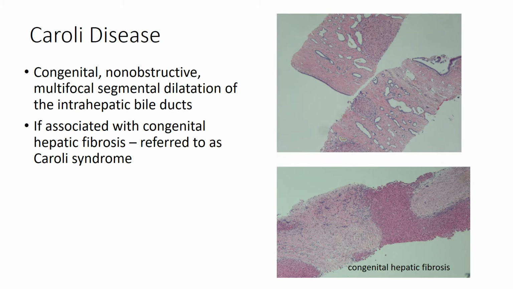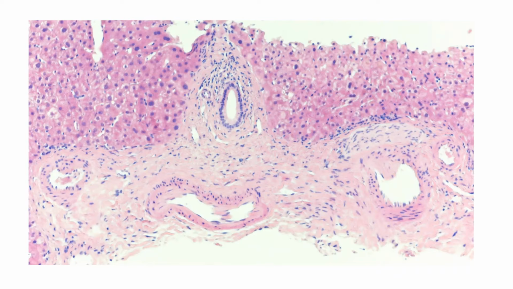And finally, you have Caroli disease. It's a congenital, non-obstructive, multifocal segmental dilatation of intrahepatic bile ducts. If associated with congenital hepatic fibrosis, it's referred to as Caroli's syndrome. This Caroli's syndrome can present with portal hypertension, and this is one of the unknown cases today. That's why I really have to cover it. This is not a cirrhotic liver, although many people may mistake it as such, but you'll see these islands of dense fibrosis inside the liver, and that's the end of my talk.